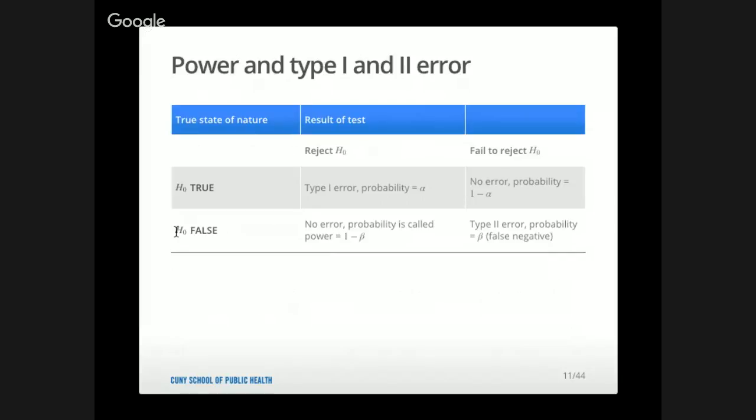Now, if H0 is false, or in other words, the alternative hypothesis is true, so the drug is effective, the gene is differentially expressed, and we correctly reject H0, that's of course no error. The alternative is true, and we reject the null hypothesis. And the probability of doing that is what we call the power. It's your power to correctly reject a false null hypothesis.